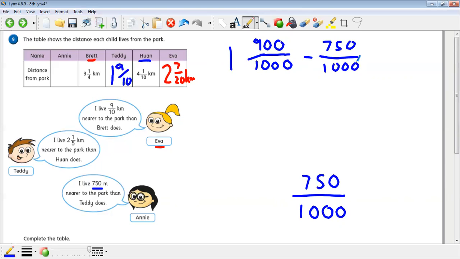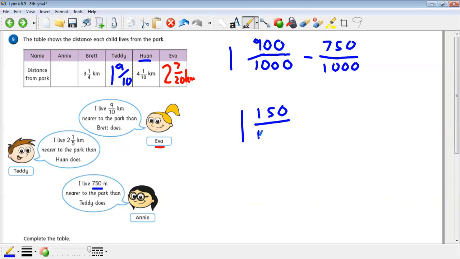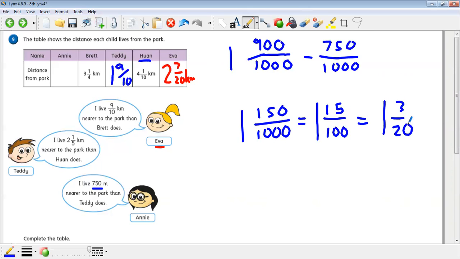I mean, I could jump up like I've shown you, but most of you will be able to see that you simply can just take the numerators away from each other to be 1 and 150 over 1,000. If you want to simplify, you can. You could simplify down to here, like so. Then you could divide them both by 5. 1 and 3/20. Hope that helped you guys. I'll see you soon.